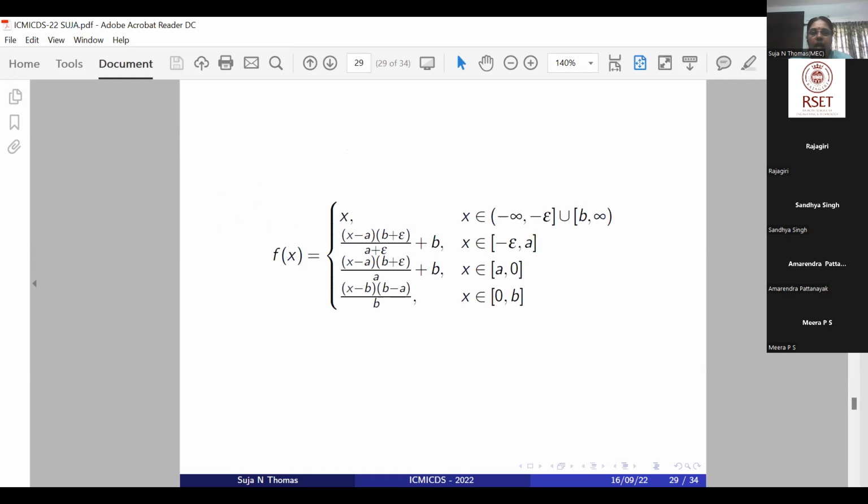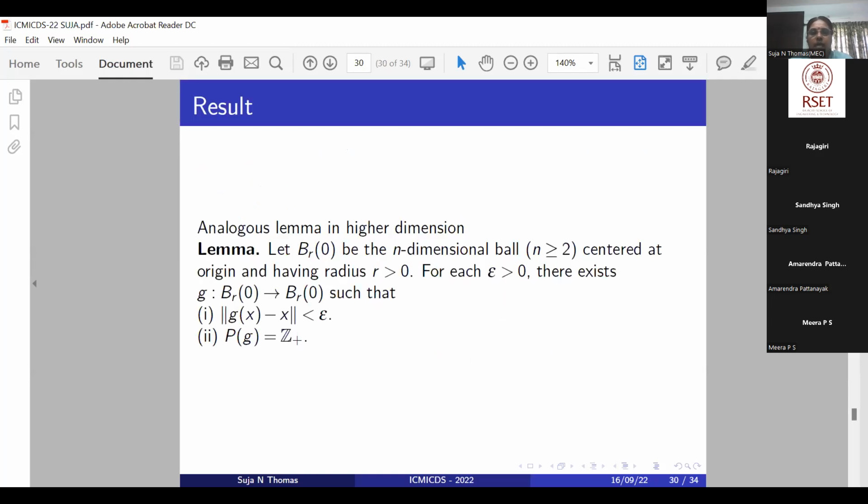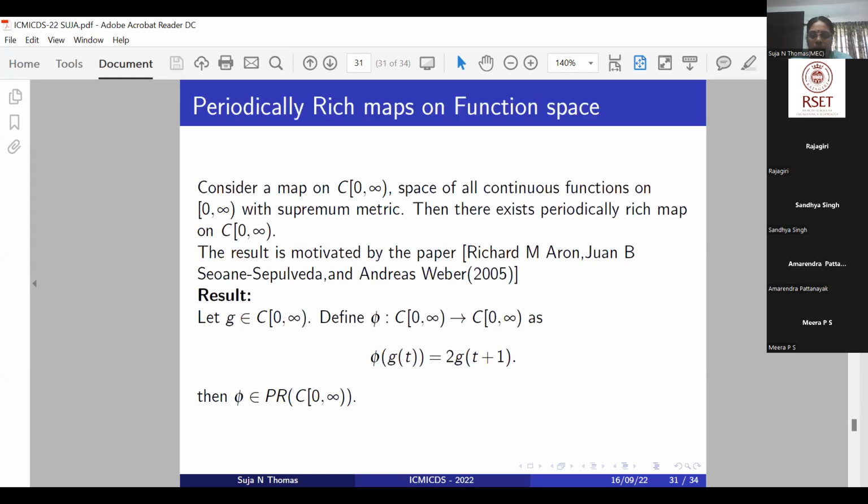Then an analogous result of this lemma is here, that is, let B_r(0) be the n-dimensional ball centered at origin and having radius r greater than 0. And for each epsilon greater than 0, there exists a g from B_r(0) to B_r(0) such that norm of g of x minus x is less than epsilon, and then P of g is equal to Z plus. And this lemma is used to prove the theorem, and the lemma by Arts is also used in the theorem.